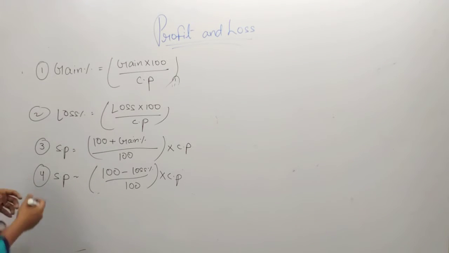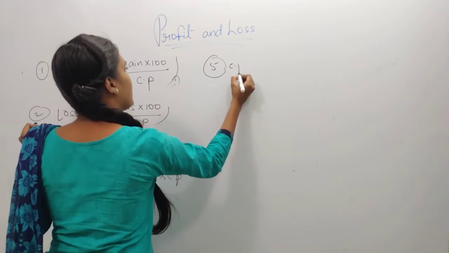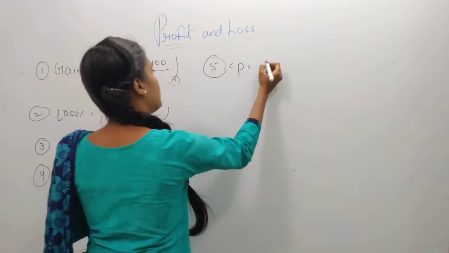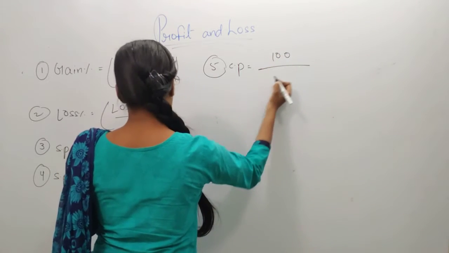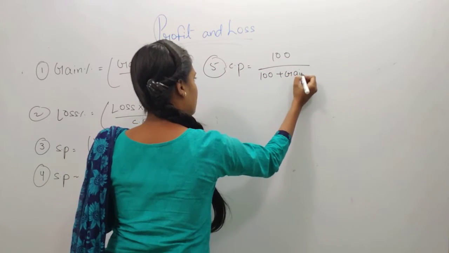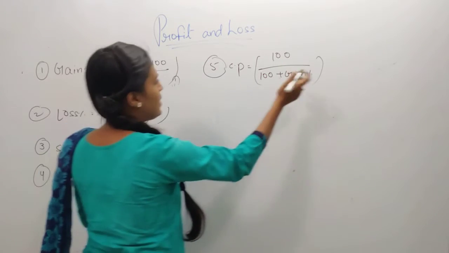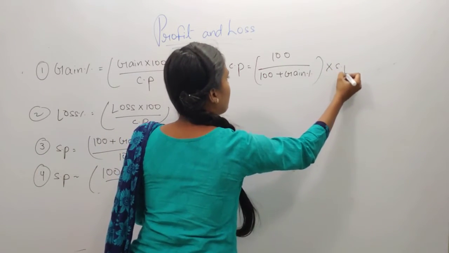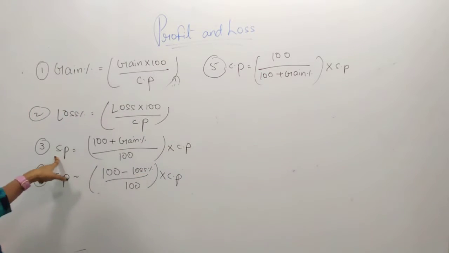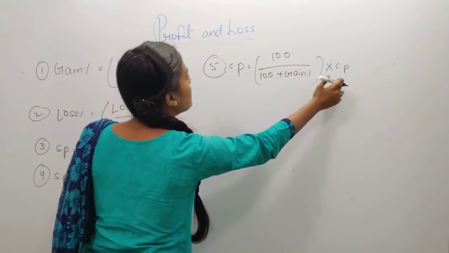Same, another formula is there. It is quite opposite to this one. Here we wrote selling price, now we will write cost price. Fifth one, CP. CP means what? Cost price. Means how much? 100 by 100 plus gain percent. Here we asked cost price, then here it is into SP. When selling price is asked, it is into CP; when cost price is asked, then it is into SP, selling price.